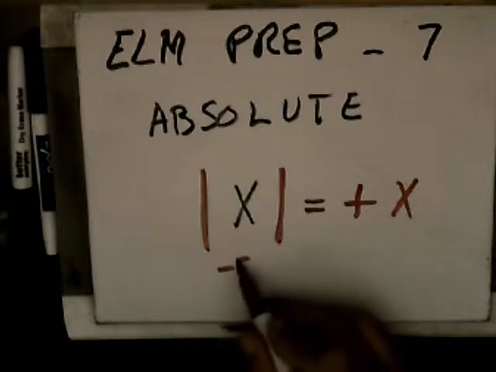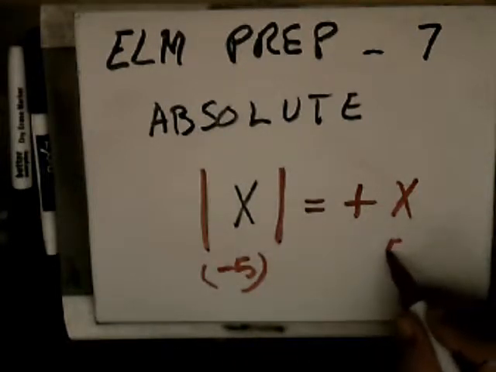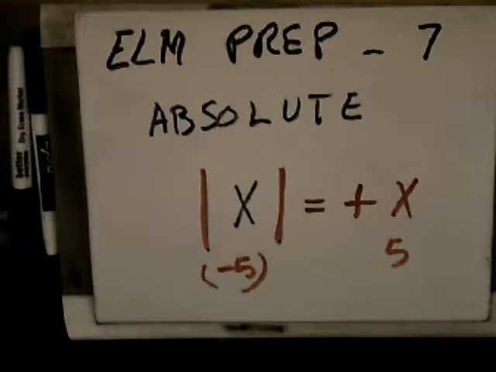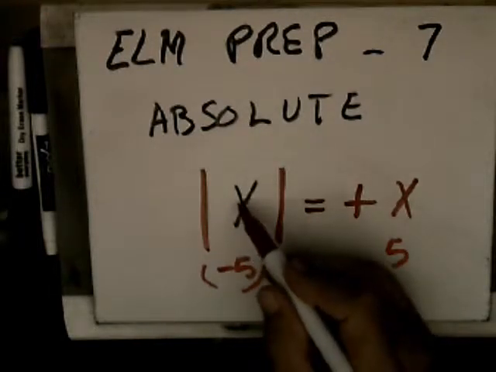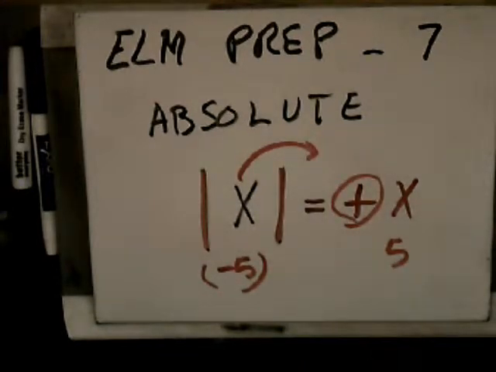If this is a minus 5, once it comes out, it will be the positive value of x, which is 5. This isn't the same as multiplying a negative times a negative kind of approach. Whatever's inside, once it comes out, it is positive. That's what absolute means.